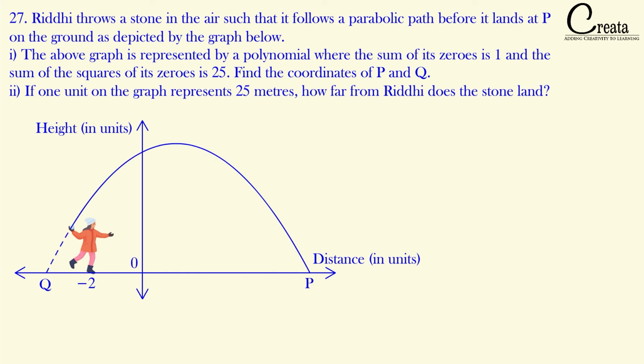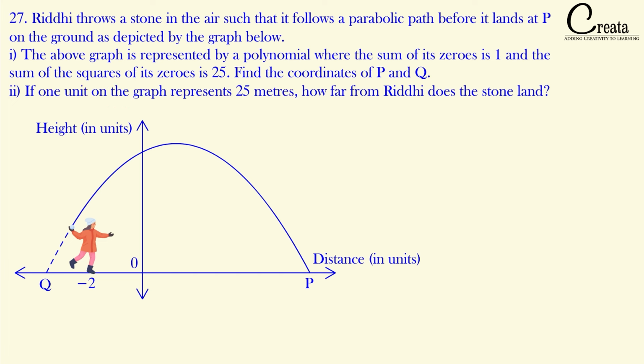Further, additional information regarding the polynomial is given, that is the sum of its zeros is 1 and the sum of the squares of the zeros is 25. We will use this, and we have to find the coordinates of the points P and Q and also the distance between Riddhi and the point where the stone will fall. It means we have to calculate this distance. The additional information is given that 1 unit on the graph represents 25 meters. This also we will use.